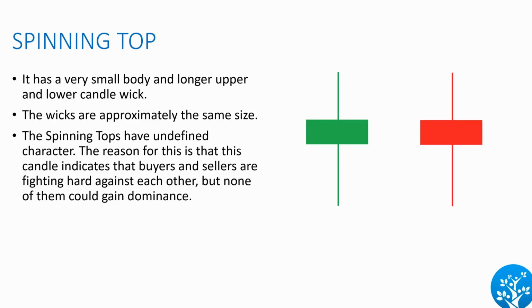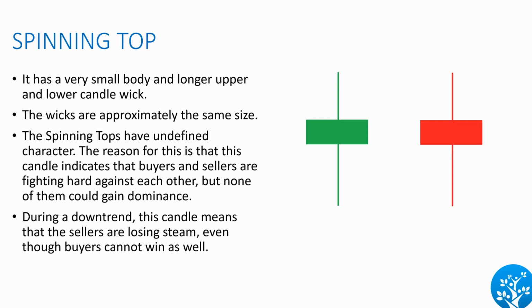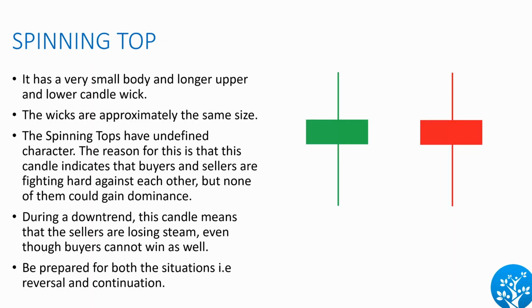And what you also understand is that during a downtrend, let's say there's a downtrend and then you see a spinning top. This means that the sellers are losing steam, even though the buyers are not able to win significantly as well. We have to be prepared for both situations. After a spinning top, there can be a reversal or there can be a continuation.